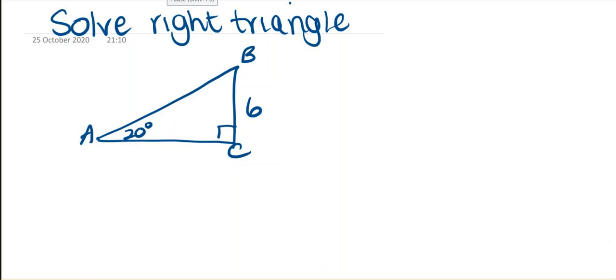Okay, so solving a right triangle. We're given an angle and we're given one side. So we need to label our triangle. Opposite the angle is called opposite. The longest side is the hypotenuse, and the side next to the angle is called adjacent.